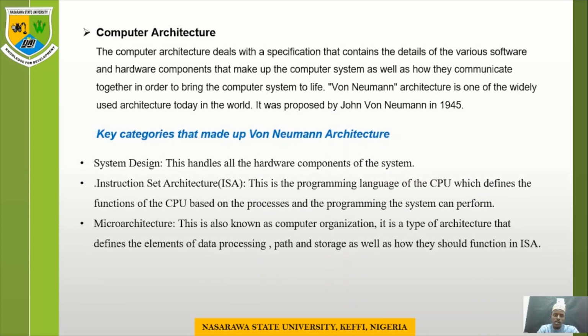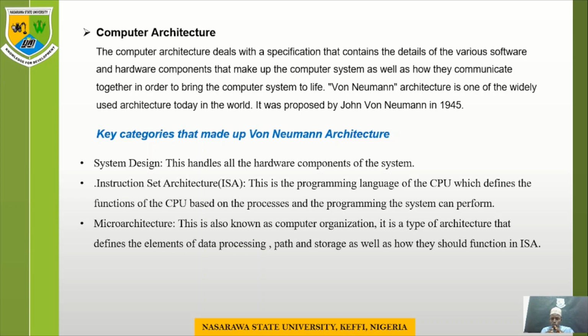So if you're talking about computer hardware, we have to know what is computer architecture. Computer architecture deals with specifications that contain the details of the various software and hardware components that make up the computer system, as well as how they communicate together in order to bring the computer system to life. So when we are talking about the architecture, we are talking about the hardware, the physical, what is hardware from our previous chapter, the software, and how they communicate to make the system work properly. This is what we mean by computer architecture.